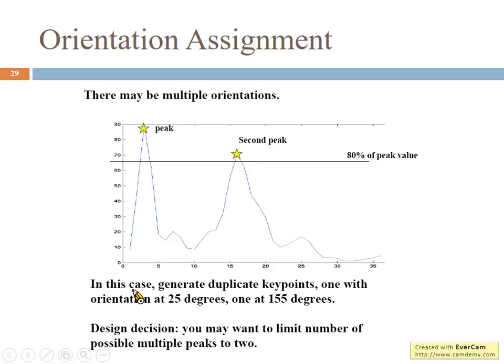And sometimes we may construct a gradient histogram like this. If the value of the second peak is larger than 80% of the first peak, then we will say that this key point has two main orientations. So in this case, we will generate a duplicate key point at the same location, one with the orientation at 25 degrees and one at 155 degrees.